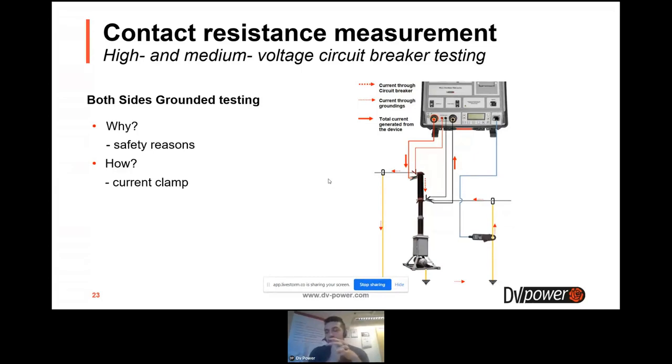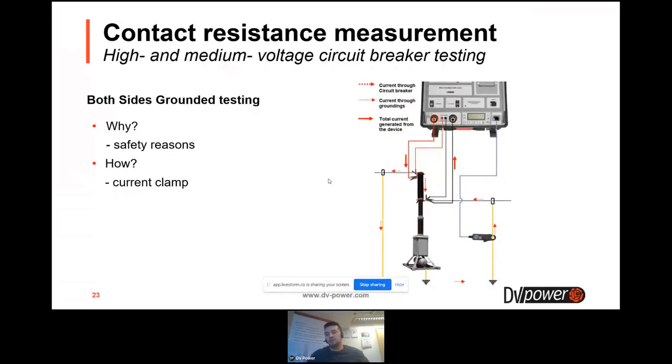From the side of the manufacturer of test equipment, from the DV Power side and other sides, the both sides grounding is, how to say, a little bit more demanding application comparing with the one side grounding. But of course, we have adapted all devices for use in these conditions because, as I said, it provides additional safety.